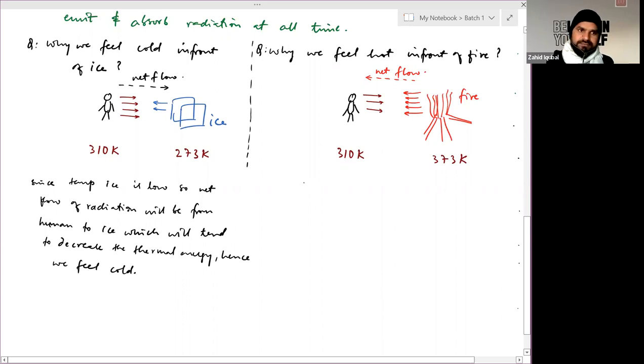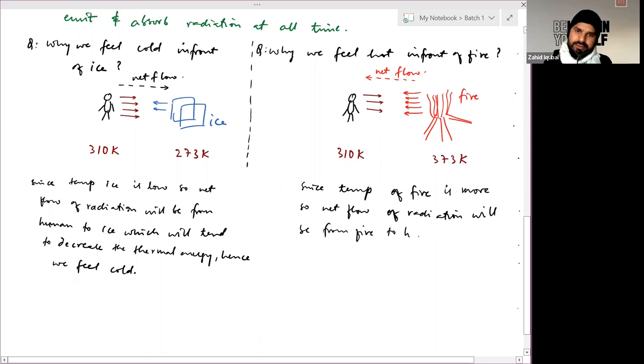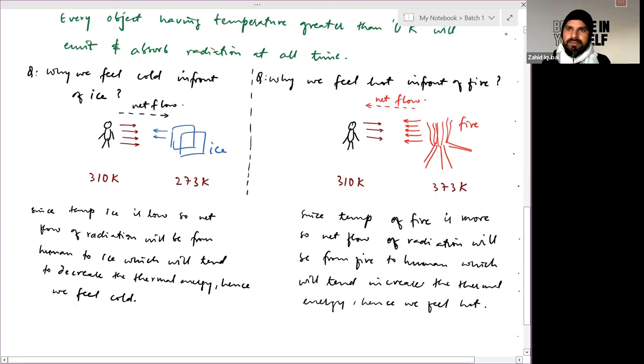Similarly, in front of fire, since the temperature of fire is more, net flow of radiation will be from fire to human being, which will tend to increase the thermal energy. Hence, we feel hot. Just write it down.